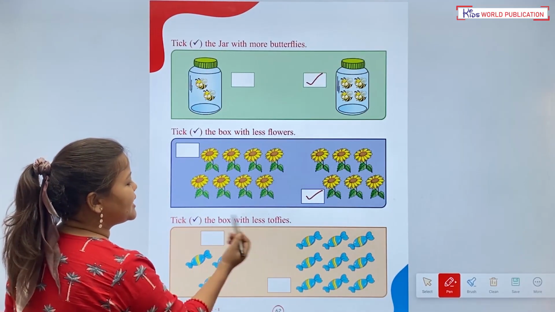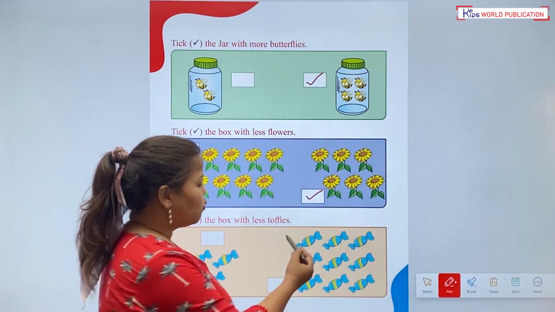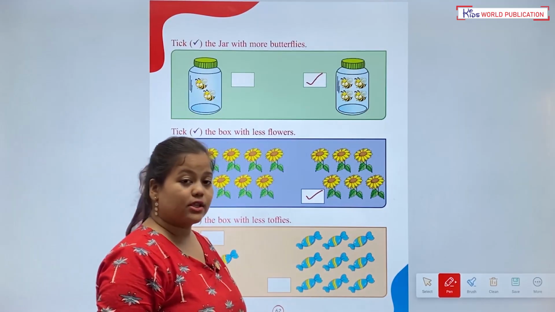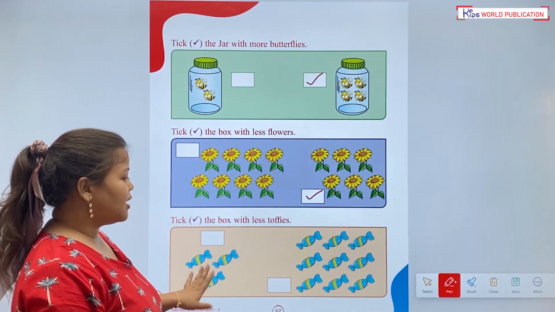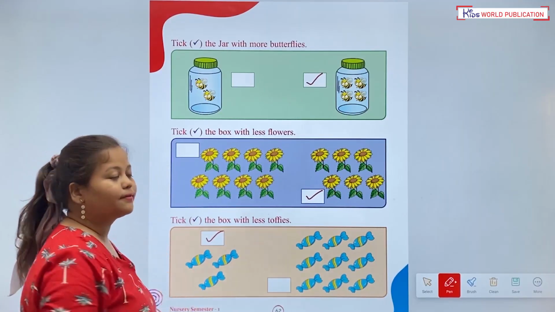Tick the box with less toffees. 1, 2, 3. 3 toffees. 1, 2, 3, 4, 5, 6, 7, 8, 9. 9 toffees. So 3 toffees are less than 9 toffees. So we will tick the box.